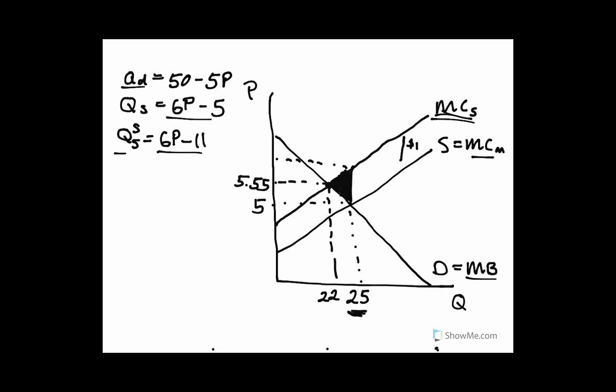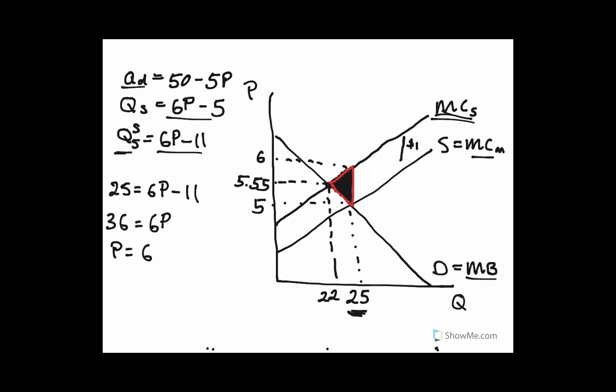Okay, so remember, this is a quantity. We're trying to find the price, so we have to plug it in for quantity over here. 25 is equal to 6p minus 11, which is going to get 36 is equal to 6p, and so p is equal to 6, and that gets us the top there. Okay, so now we have all the information we need to calculate the area of this triangle here, because remember, it's just 1/2 base times height.